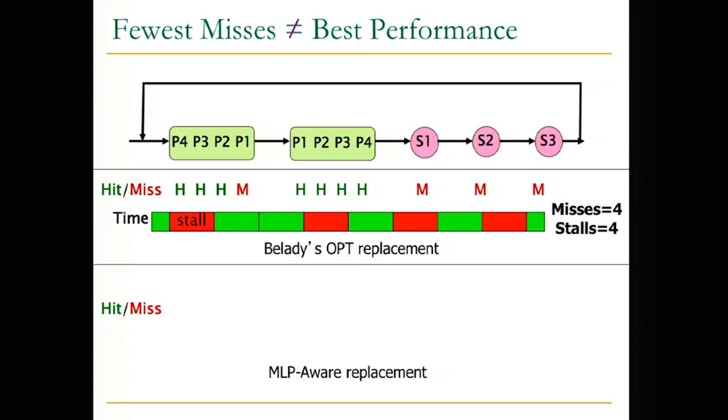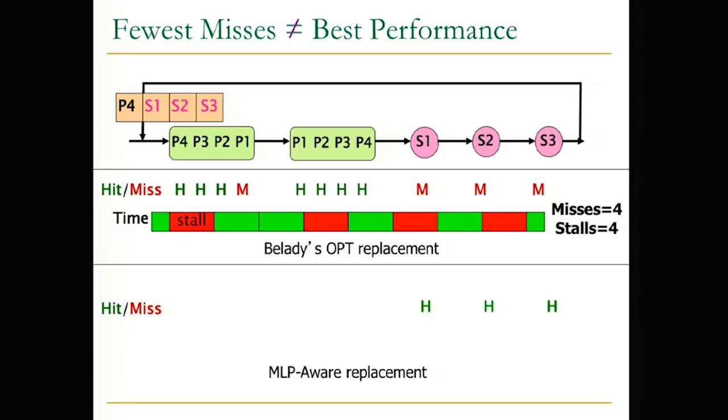Let's look at an MLP-aware replacement policy. MLP-aware replacement means you're going to keep in the cache things that are serial, the blocks that are serial. And by definition, you want to be at this point. You want S1, S2, S3 in your cache at this point. I'm not going to tell you how to do that. That's what the paper reading is about. Maybe we'll get to it. But you just hit on these, and you're not going to replace these things that you know are more costly. How do you know? Well, you figure it out.